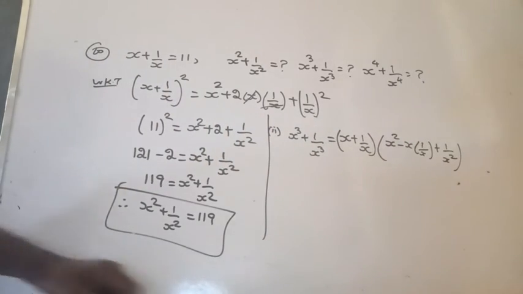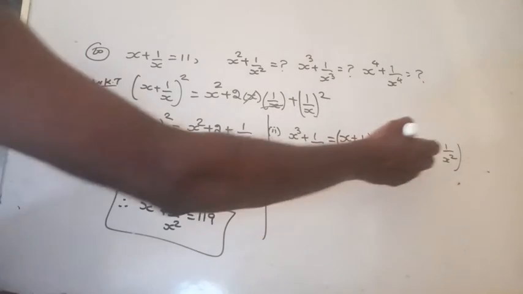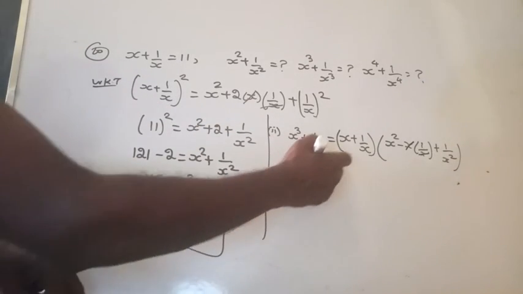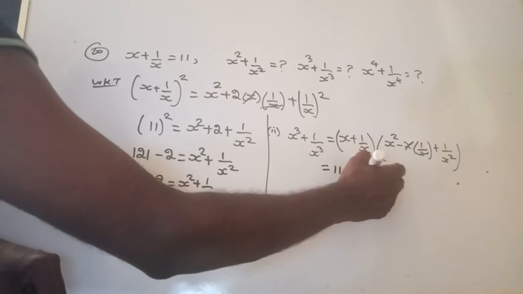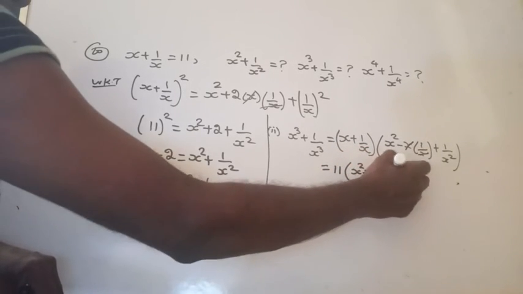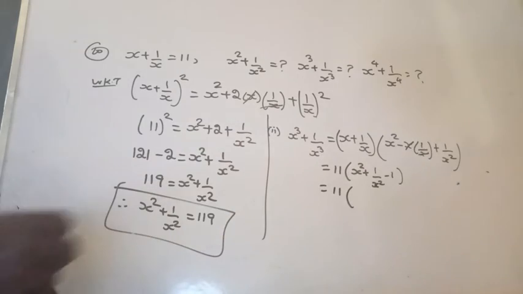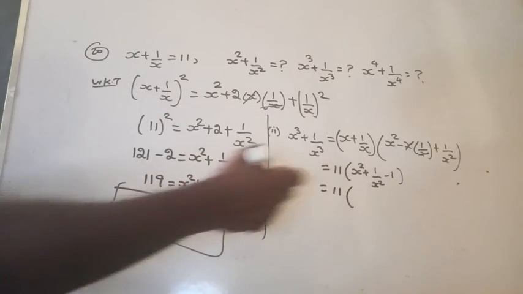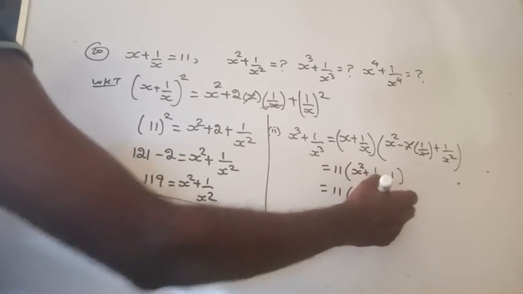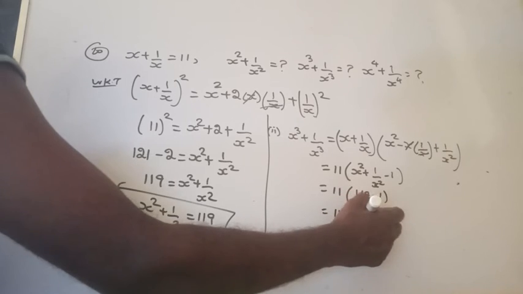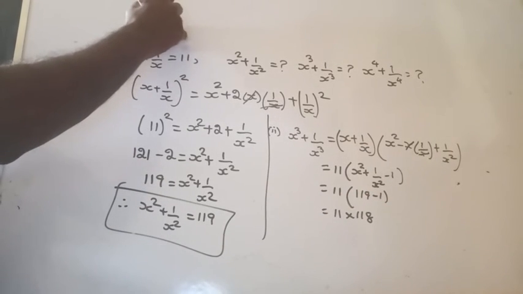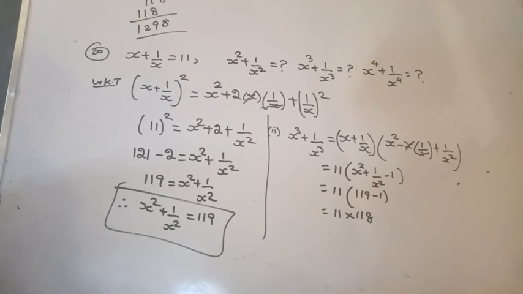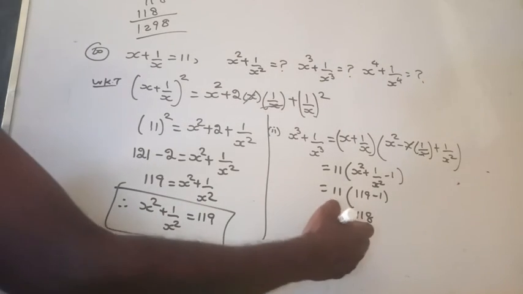A cube plus b cube is (a plus b) into (a square minus ab plus b square). Now you can cancel this thing. Then x plus 1 by x is already given as 11, and x square plus 1 by x square minus 1. That is 11 into x square plus 1 by x square, which we already found is 119, minus 1, that is 11 into 118. 11 into 118 is 1298. So what we are getting is 1298.